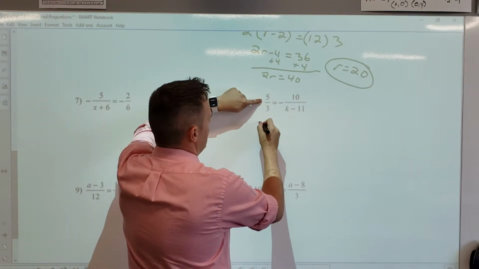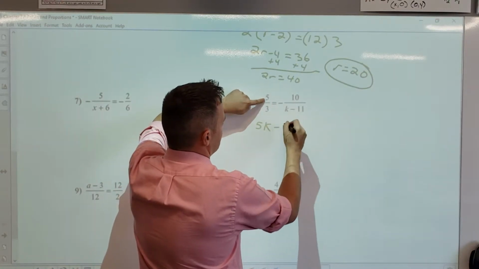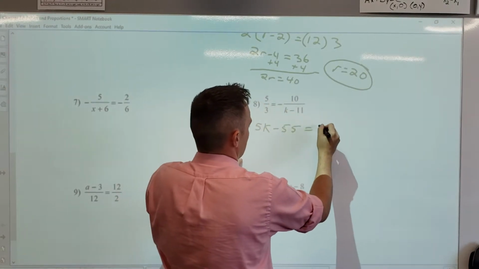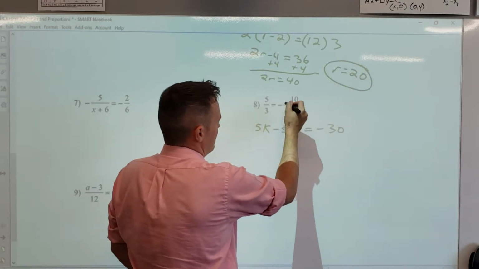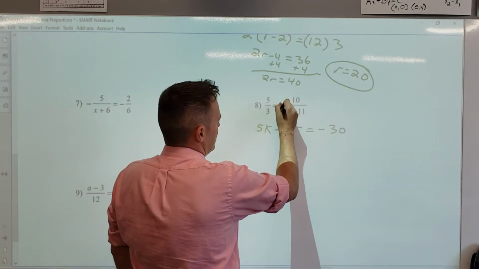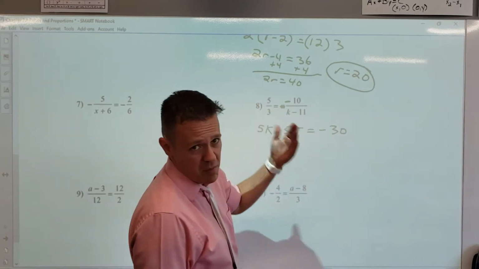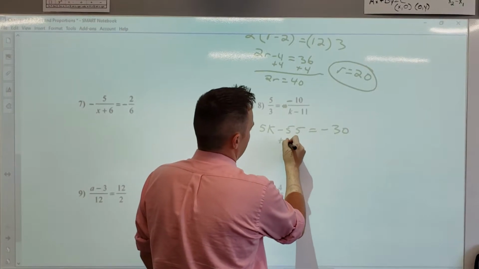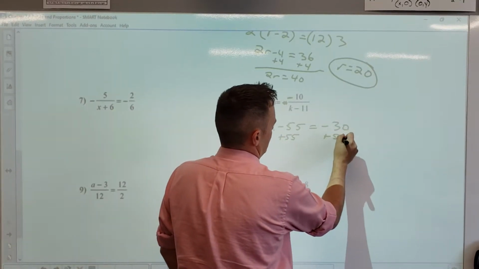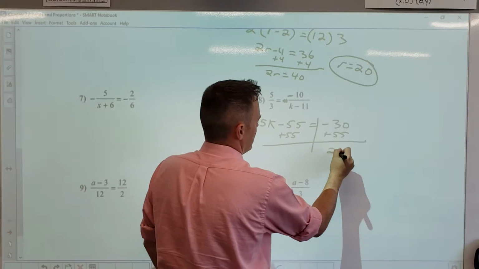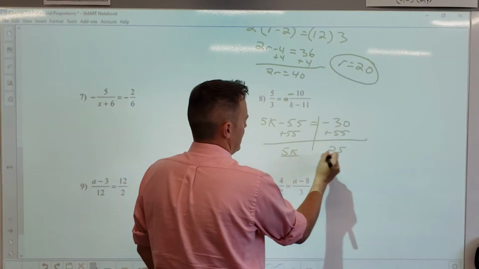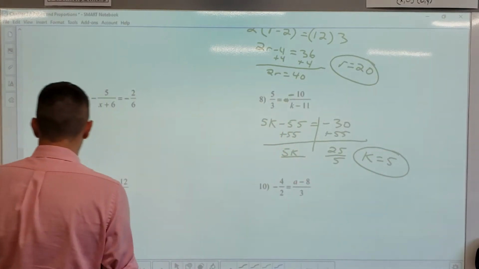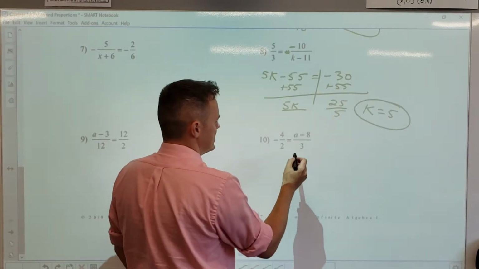So 5 times k is 5k minus 55, and it's going to equal a -10 times 3, which is -30. Now the negative, remember, is actually only to one number, okay? It's not to both. So you just pick a number that it goes to, and you go from there. All right, so now we would add 55, do the math, it's 25, 5k, k equals 5.